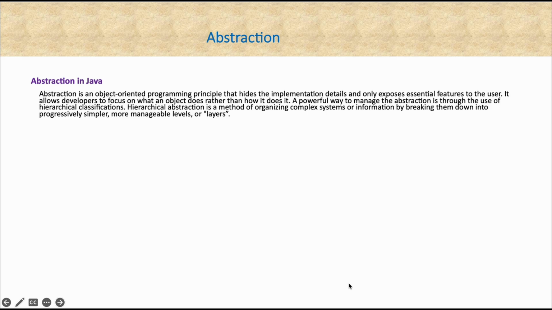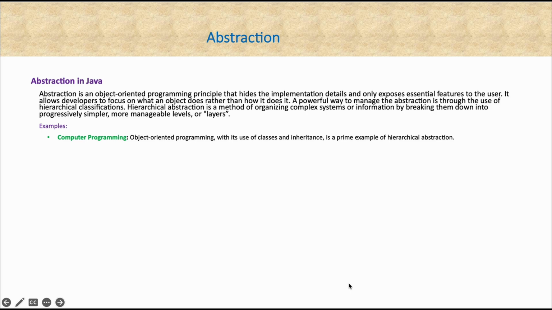A powerful way to manage the abstraction is through the use of hierarchical classification. Hierarchical abstraction is a method of organizing complex systems or information by breaking them down into progressively simpler and more manageable levels or layers. Examples of that: computer programming. Object-oriented programming with its use of classes and inheritance is a prime example of hierarchical abstraction. What is this hierarchical? It means that everything is organized in a way that the superclass will be at the top, and the subclasses will be below that superclass, line by line.